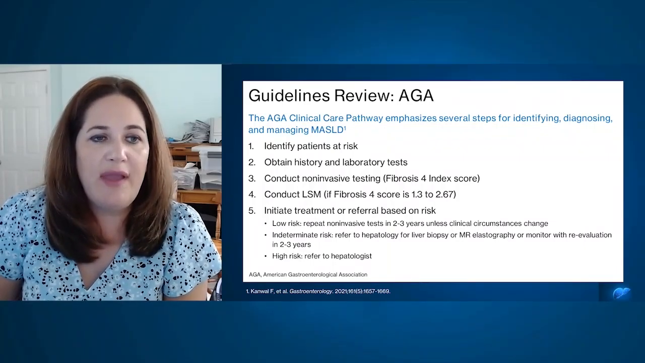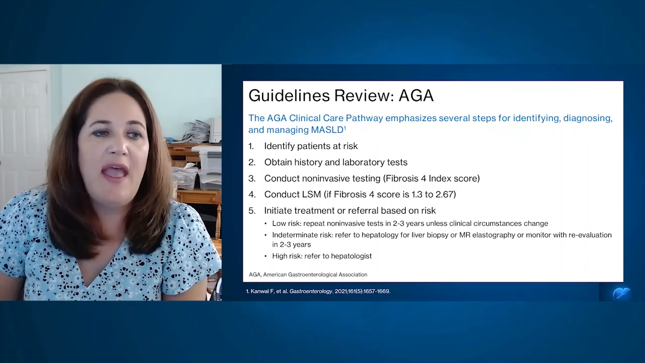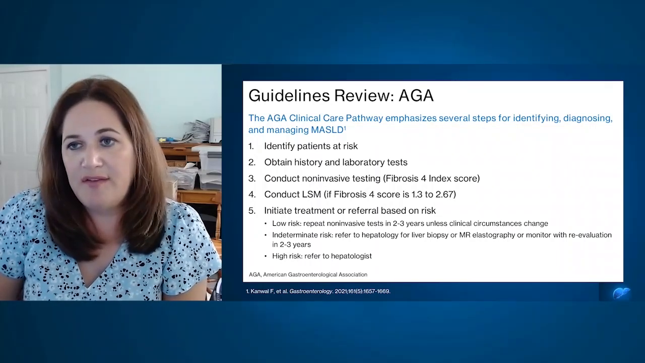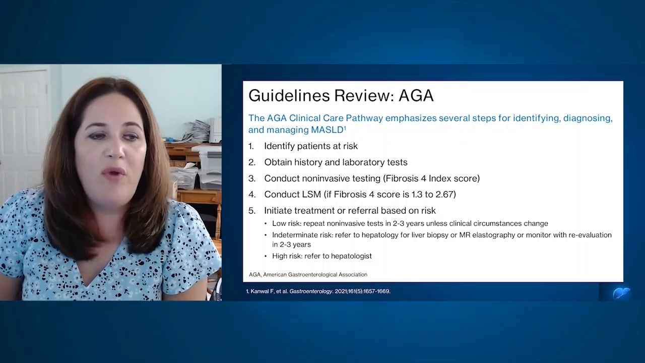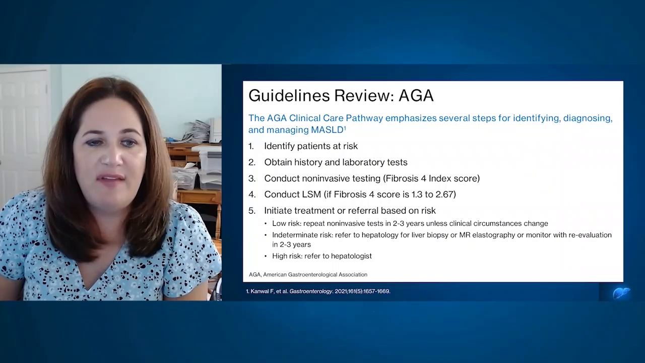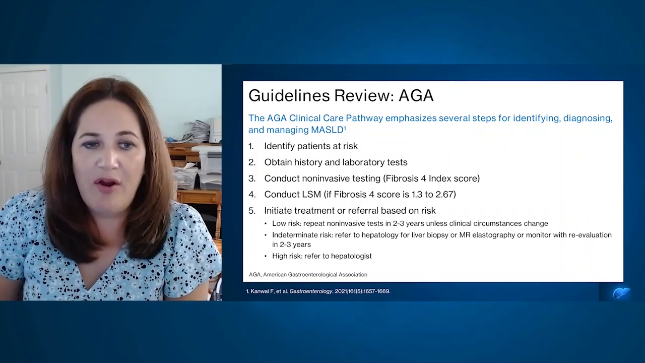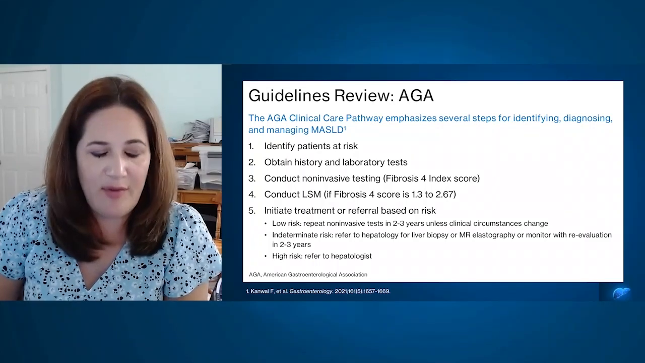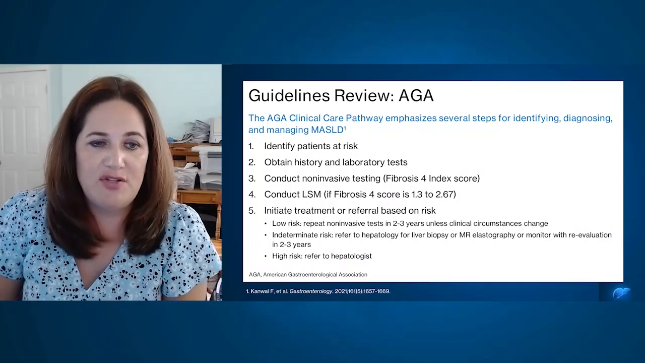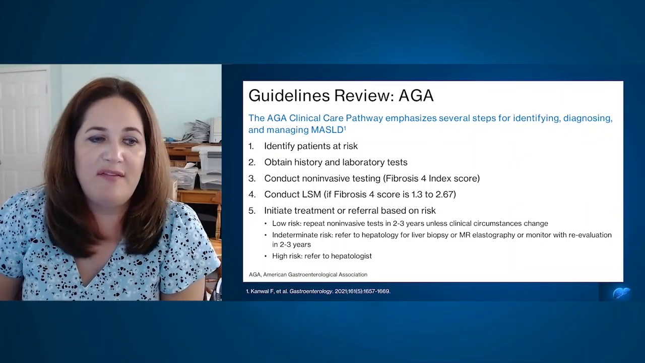The AGA clinical care pathway emphasizes several steps for identifying, diagnosing, and managing MASLD. The first part is to identify the patients at risk. Who are those individuals? We want to obtain history and laboratory tests. We want to conduct non-invasive testing, such as the FIB-4 score, and if it is greater than or equal to 1.3, then we would conduct the LSM, or the stiffness measurement. We would initiate treatment or referral based on risk.